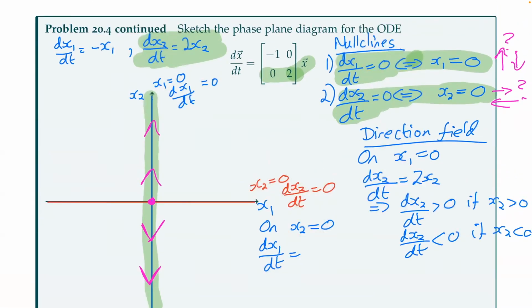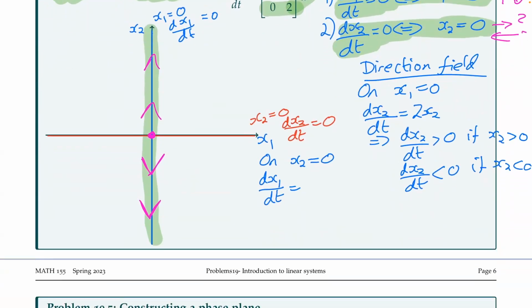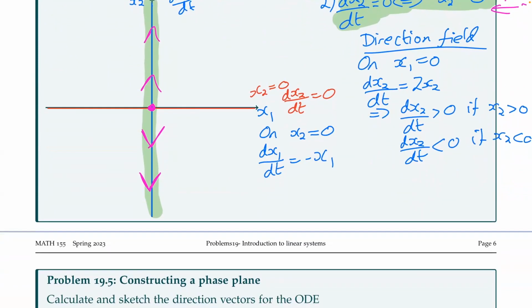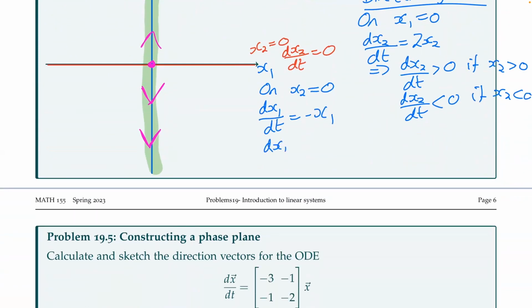Well, our dx1/dt was up here. Again, this is just coming from our original matrix. dx1/dt is just equal to minus x1. So how does the sign of dx1/dt vary? Well, that tells me that dx1/dt is negative if x1 is positive, and it's positive if x1 is negative. Okay, so it has the opposite sign to x1. In other words, my rate of change in variable 1 is equal to minus whatever that variable is.